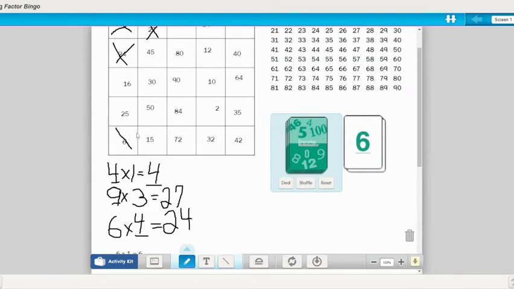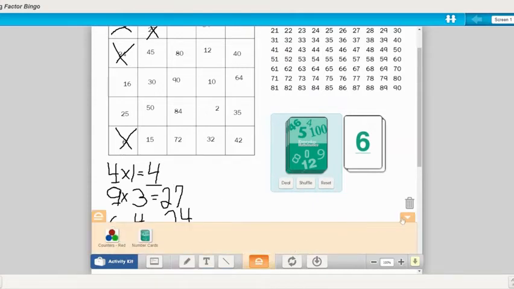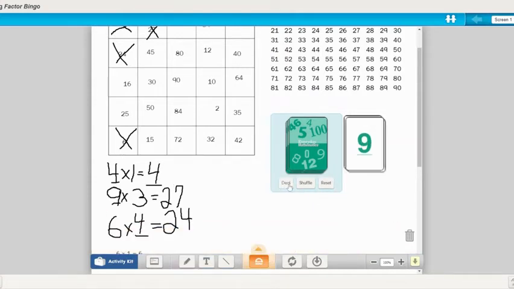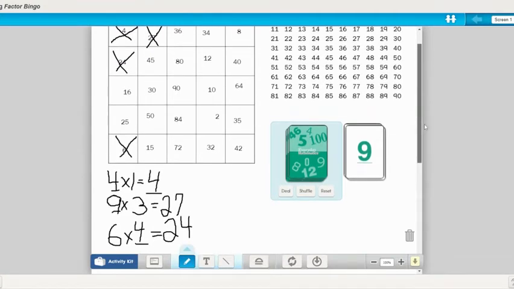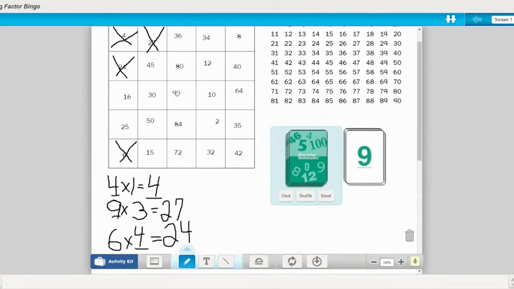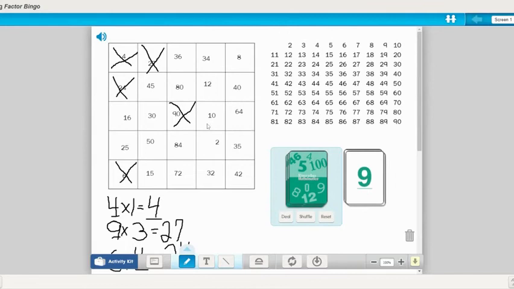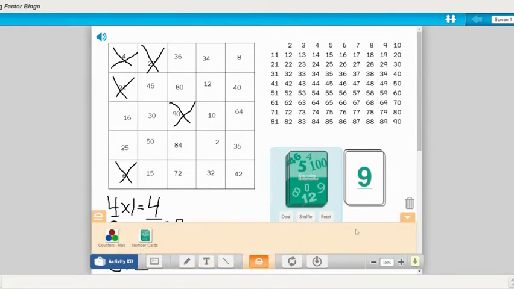I'm trying to get my 5 in a row, and I'm getting closer each time. The next card is going to be a 9, and I'm going to equal 90 because I have 90 on my board. I'm going to cross it out. If you can't use the 9, you just have to skip this round. I'm trying to get 5 in a row. Let's pick the next card.